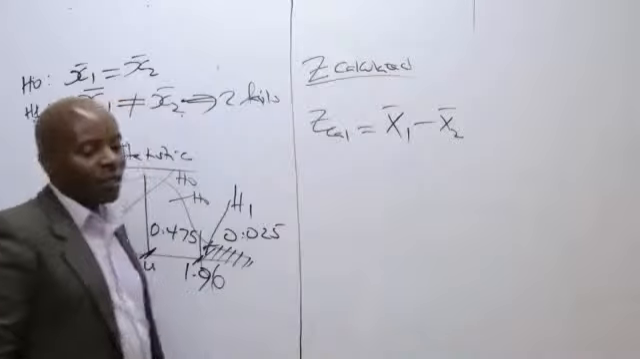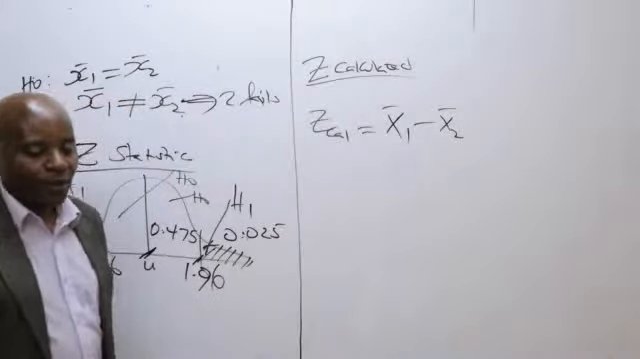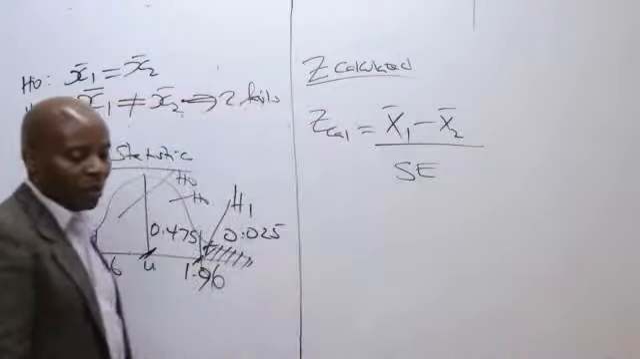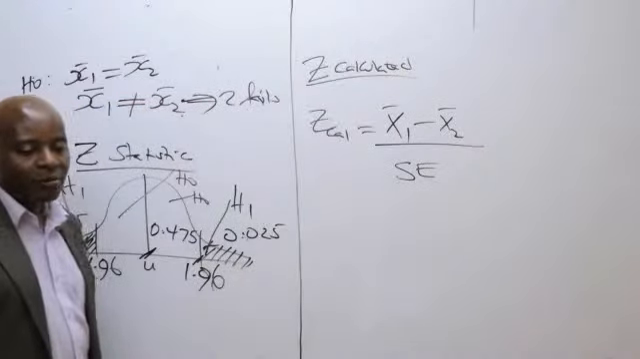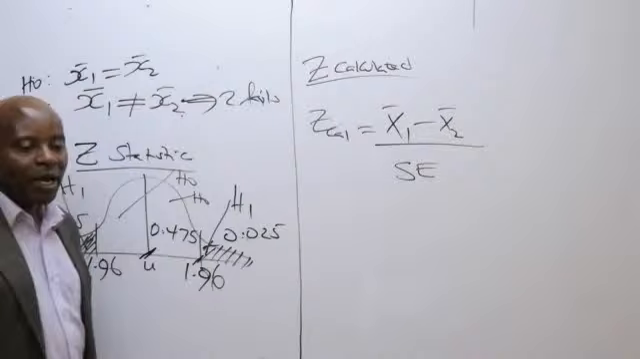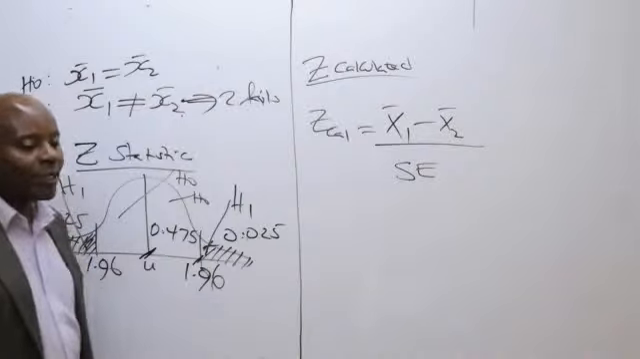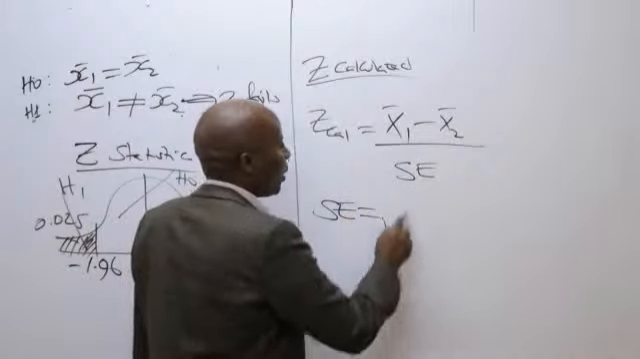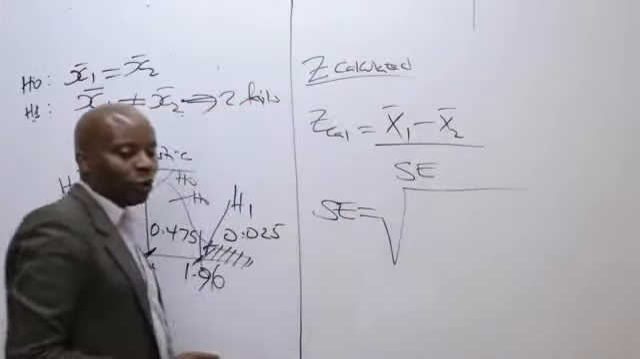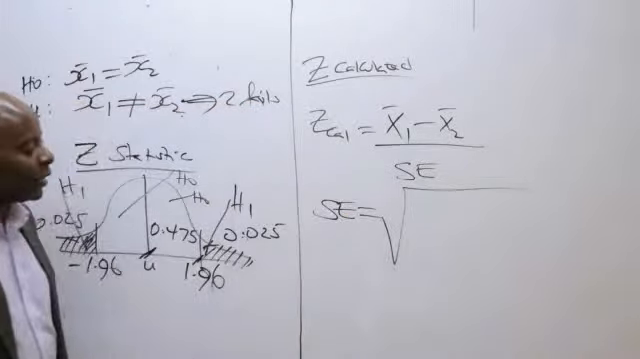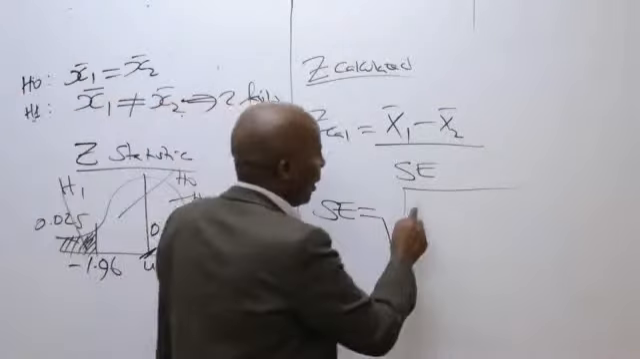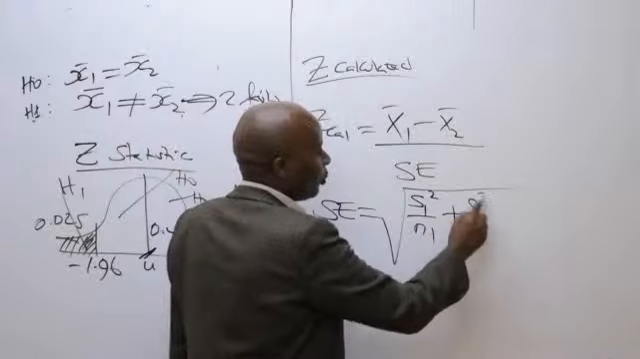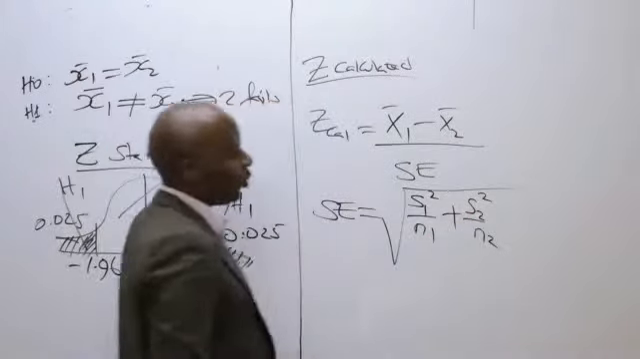X bar 1 minus X bar 2, all over the standard error. Remember, whenever you've got two samples, the standard error will look like this: square root of the standard deviation of 1 squared all over n1 plus the standard deviation of 2 squared all over n2. So could you kindly help us here?